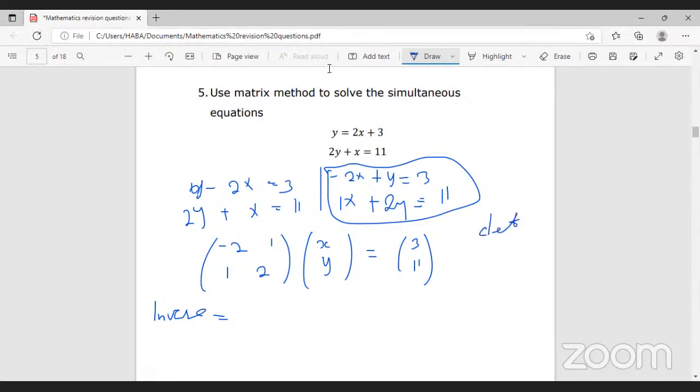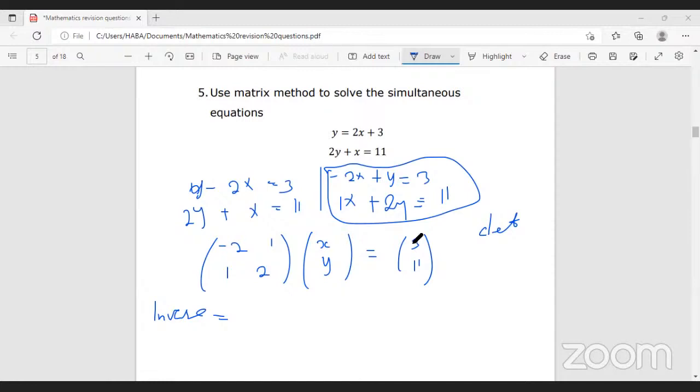Any questions? Teacher, we thought that we can just interchange the major diagonal, and then put opposite signs on the minor diagonal, and we multiply. No, we have to use the inverse method, much as that method still gives you the answer. Yes. Thank you. You're welcome.